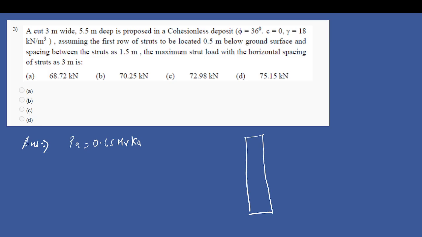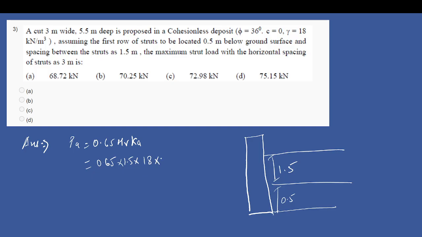1.5 meter in between the main struts, and from ground level and at the last portion, I use the 0.5. Yes. In between I take 1.5. So in this same formula you might have taken 0.65, H, and 1.5, right? Yes, and gamma 18, and K. How much is K? 0.259.